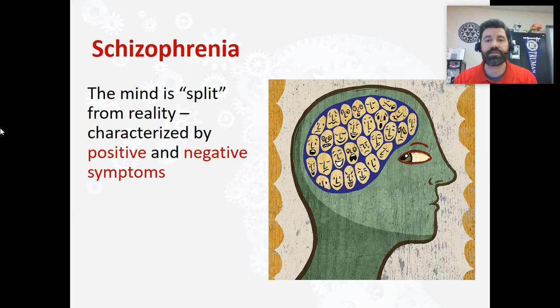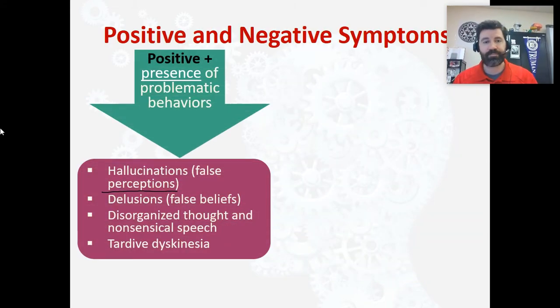Schizophrenia is categorized by two main types of symptoms. We have what are called positive symptoms and we have negative symptoms. So let's take a look at what those symptoms look like. Positive symptoms is when we have the addition or the presence of behaviors that shouldn't be there. Some common positive symptoms include hallucinations and delusions. You may mix up those words or use them interchangeably, but hallucinations and delusions mean very different things.